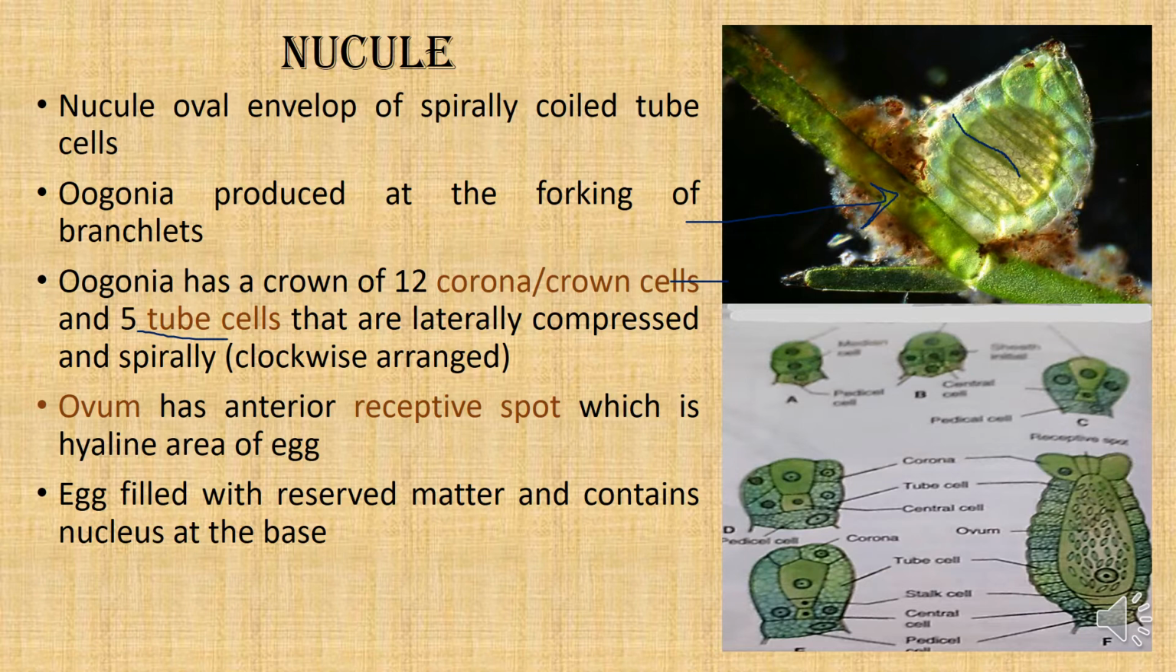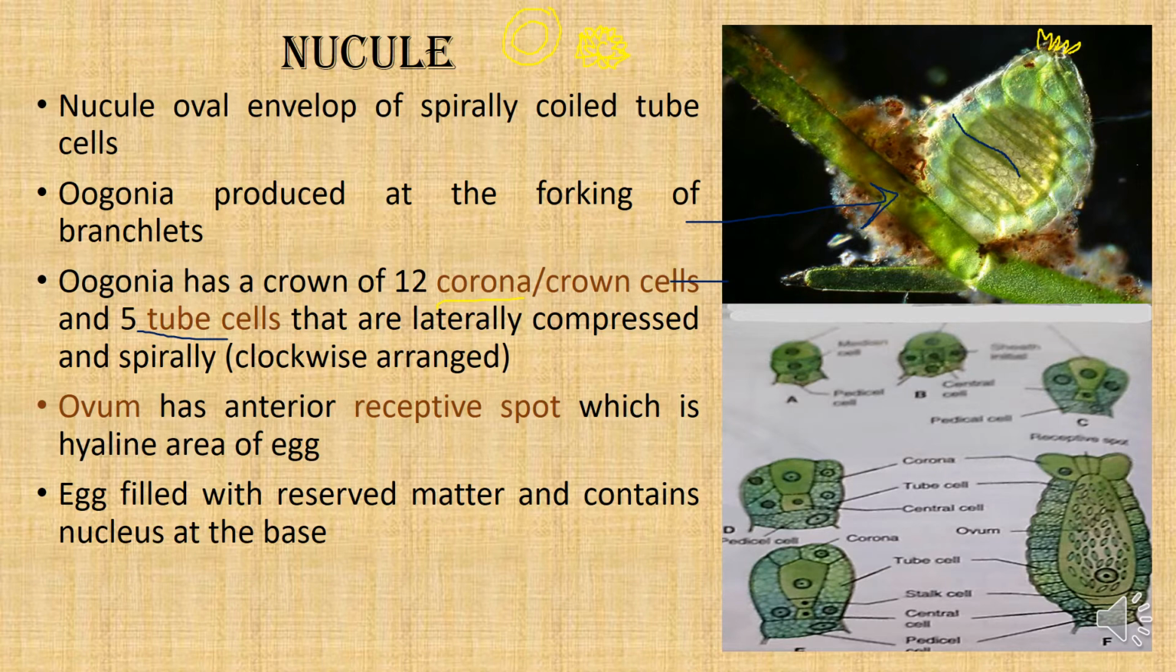So at the top there is this 2 whorls of corona cells. In the Chara nucule, they have got only 1 whorl of 5 corona cells, but here we will have another whorl, that is 2 whorls of 5 cells. So it will be looking just like a flower. So there will be 2 layers in 2 whorls. There will be 1 whorl of corona cells, and again there will be another whorl of corona cells.